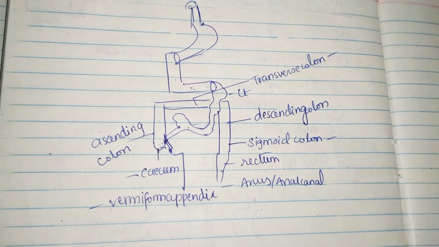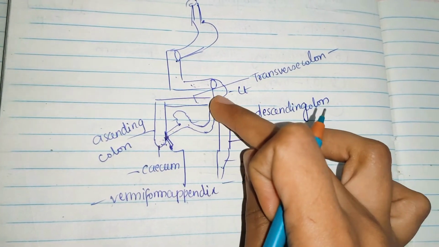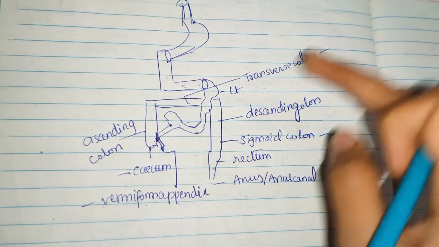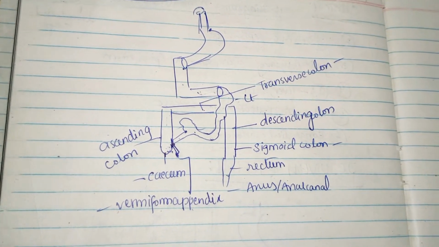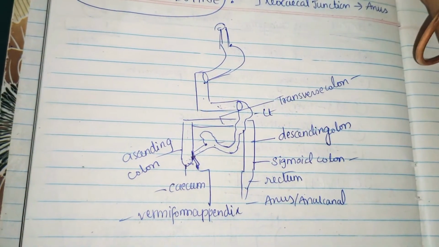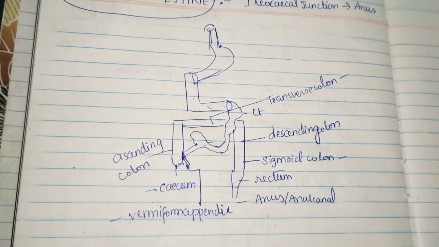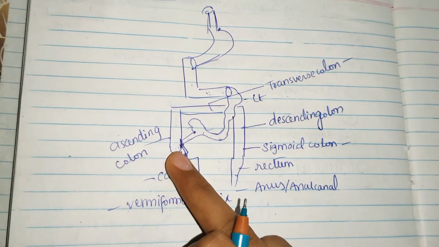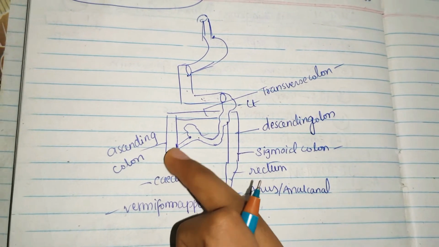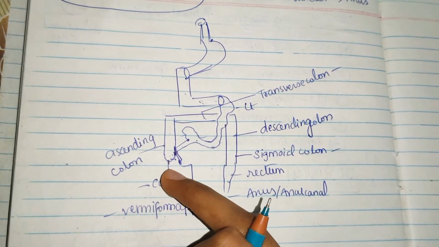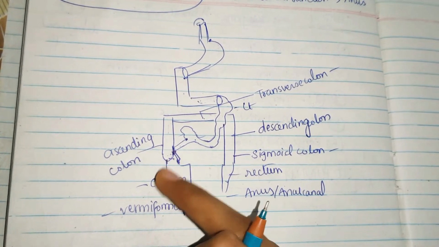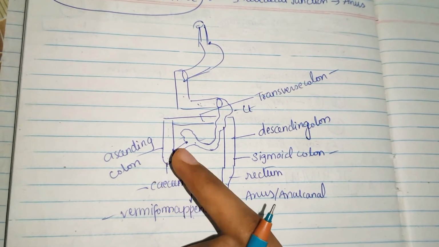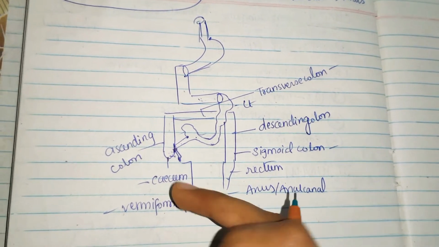Next, the blood supply of the colon is by the marginal artery. Now let us start with the cecum, the first part of the large intestine. The cecum is a large blind sac which forms the commencement of the large intestine. It is situated in the right iliac fossa.